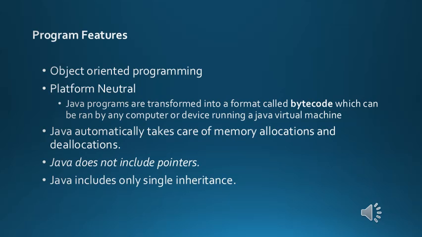Also, I want to point out that Java does not include pointers. If you're coming from the C and C++ side of the house, you're not going to find any pointers in Java. There are other ways of doing it, and we'll talk about that later in the semester. One other point is that Java includes only single inheritance. This goes back to object-oriented programming, but it means we can only have one source of inheritance. So if you're coming from C and C++, you're going to find you only have single inheritance on the Java side of the house.